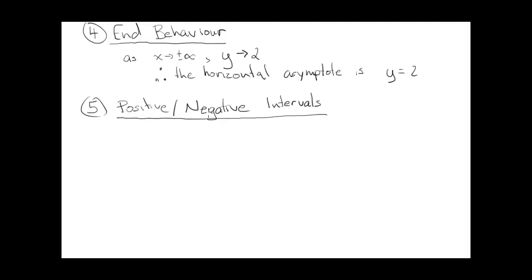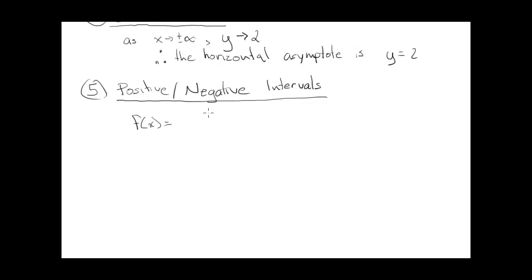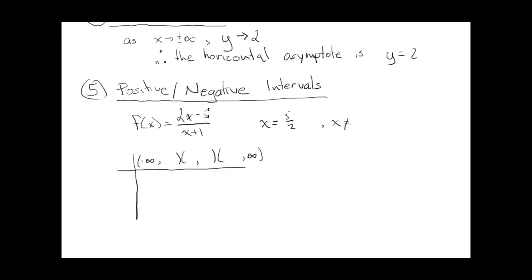So for positive negative intervals, remember f(x) was 2x minus 5 over x plus 1. You're going to set up an interval table starting at minus infinity, going all the way to infinity, and you're going to break it into intervals which are separated by the x-intercepts, which was 5 over 2, and the vertical asymptotes. In this case, the restriction was x cannot be negative 1. So these two numbers are going to go into your interval table. The smallest one goes first, which was minus 1, then 5 over 2.